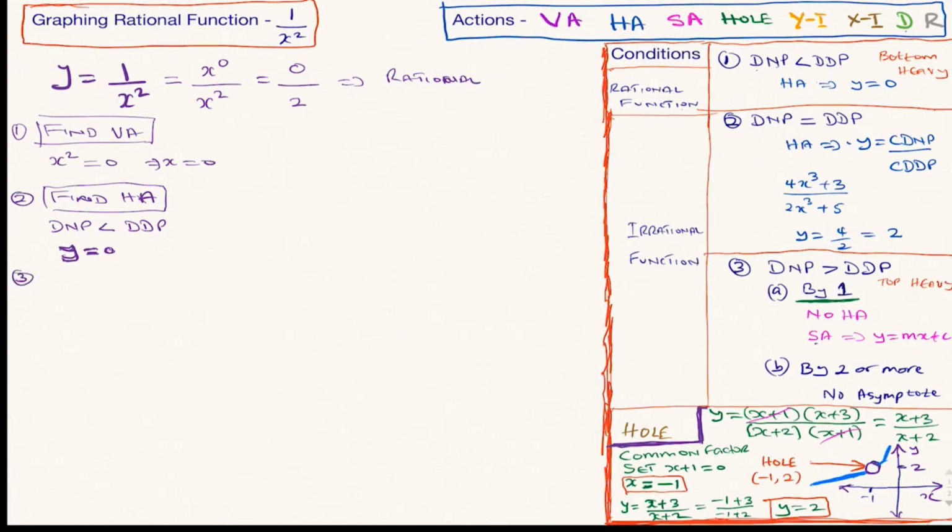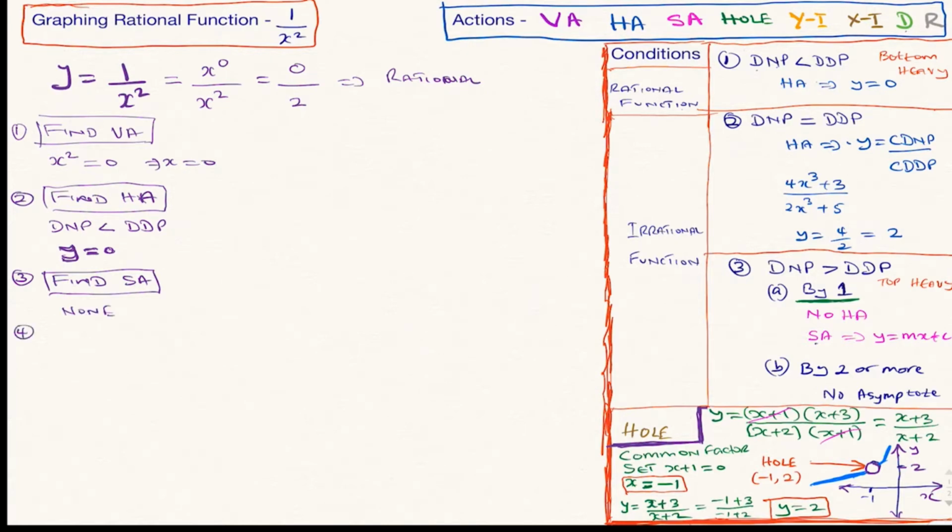Number 3, we need to find if there is a slant asymptote. Because this is a rational function, there will not be a slant asymptote. A slant asymptote only applies to irrational functions, so none.